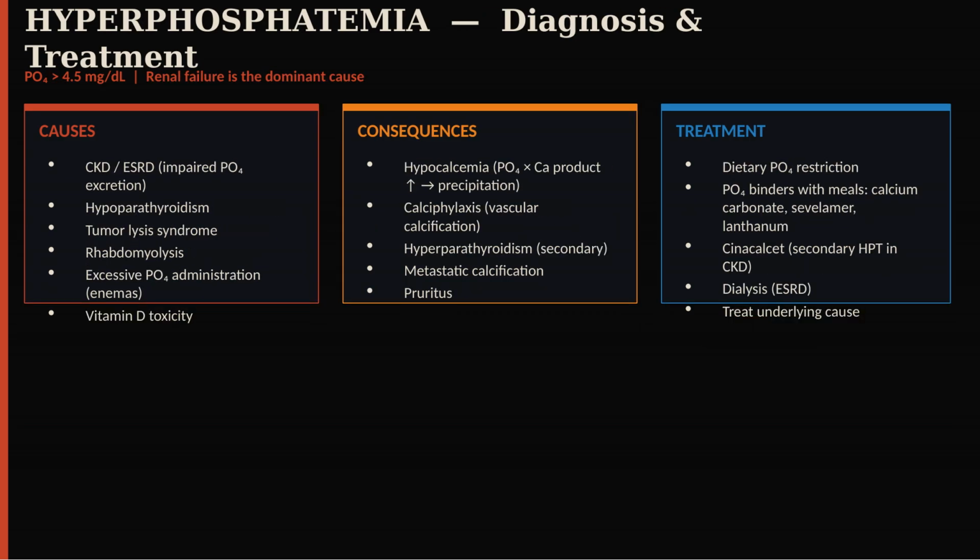Phosphate above 4.5, and the dominant cause, far and away, is renal failure, because the kidney is the main route of phosphate excretion.